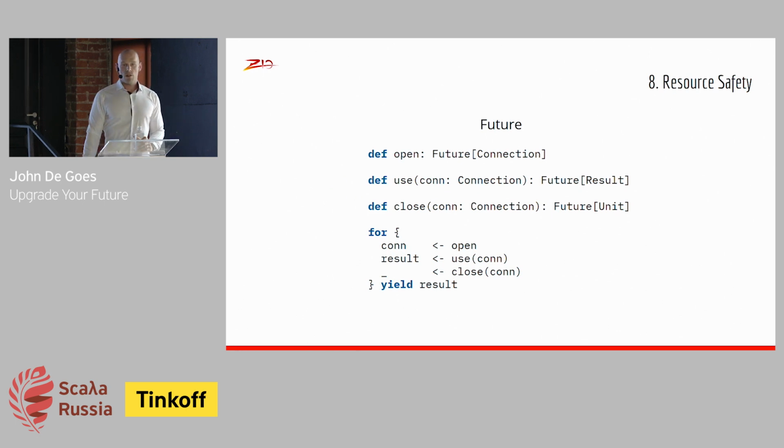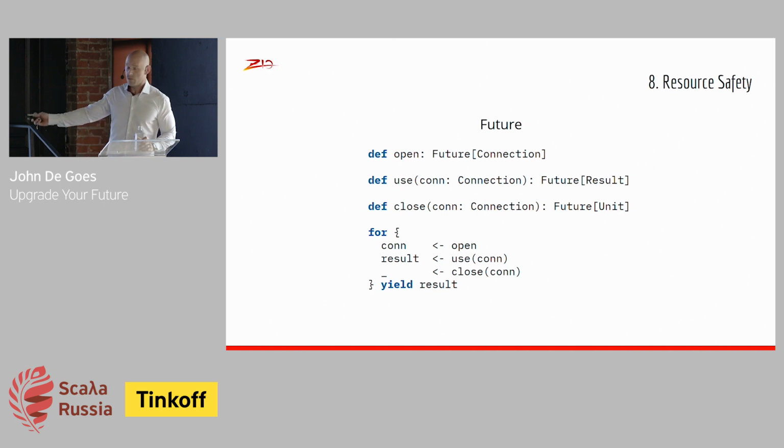Future has no construct in it to help us deal with resource safety. And our languages give us a construct. It's called try finally, or try with resources. But the problem with try finally and try with resources is that they weren't designed for modern applications. They're not asynchronous constructs. Try finally and try with resources, they only work on synchronous code. They're not going to work if you've got a bunch of parallelism or asynchronous code in there.